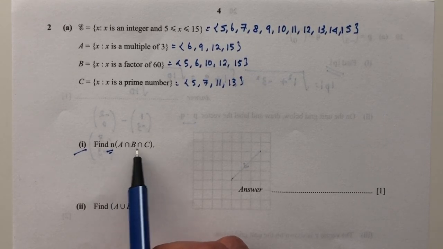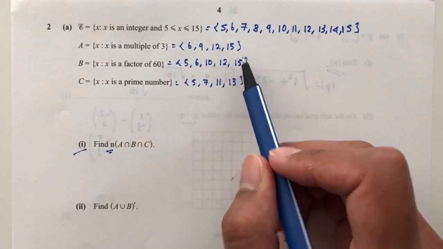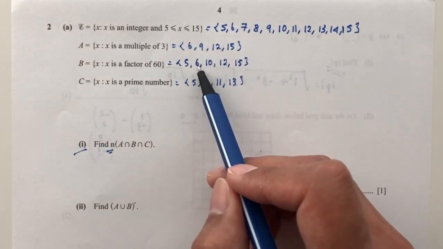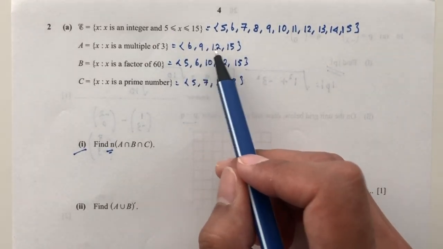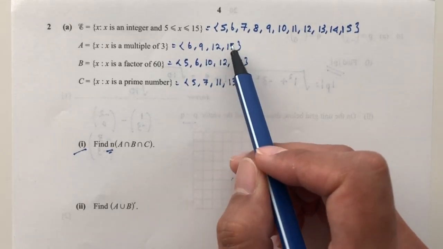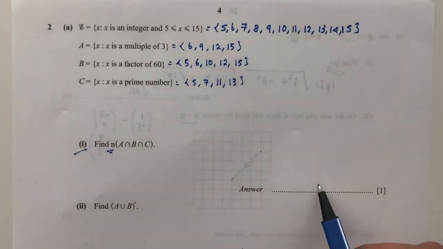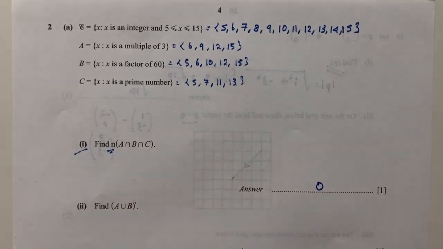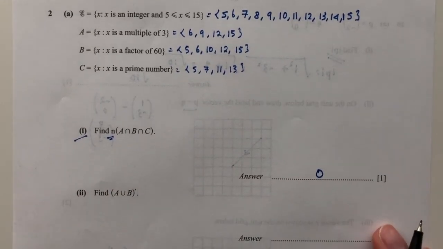As you can see, let's say we take 6. 6 is only present in this one but not in this one. 9, nope. 12, no. 15, no. So nothing is present in all 3 of those sets. So 0 will be your answer for the first one.